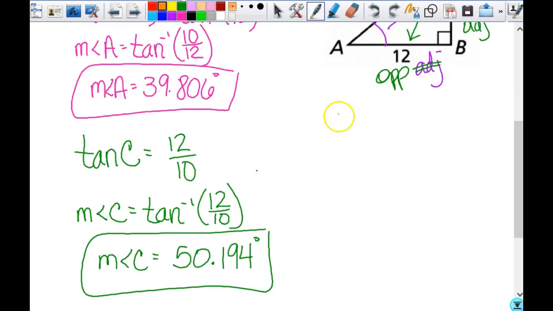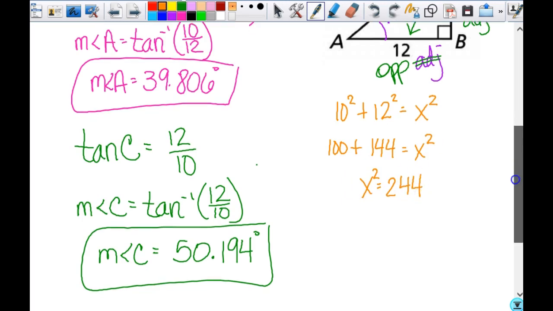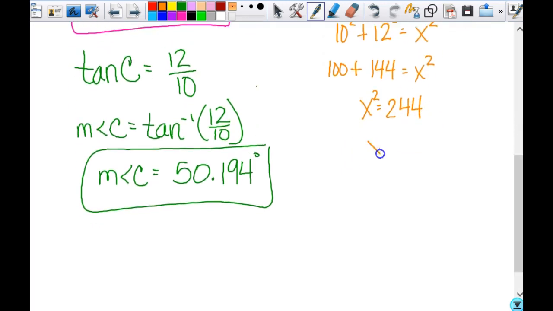All right, so this is going to give me 10 squared plus 12 squared equals x squared. What's 10 squared? 100 plus 144 equals x squared. So x squared equals 244. So x equals what? Square root of 244. Is that a perfect square? No. Okay, so I do my tree.